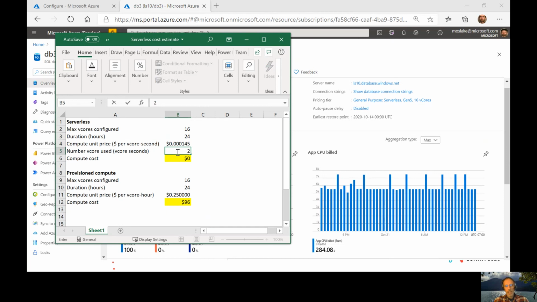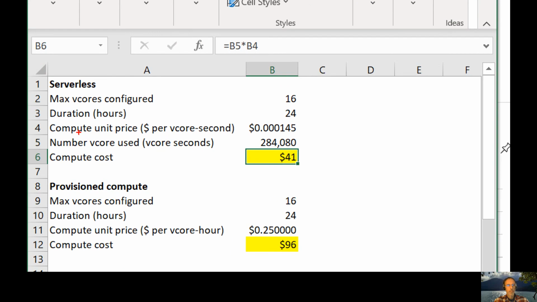So if I take 284,080 vCore seconds, and I know the compute unit price represented by dollars per vCore second, which is fractions of a penny, and multiply those two quantities together, I'll come up with an estimate for the total compute cost, which in this case is around $41.